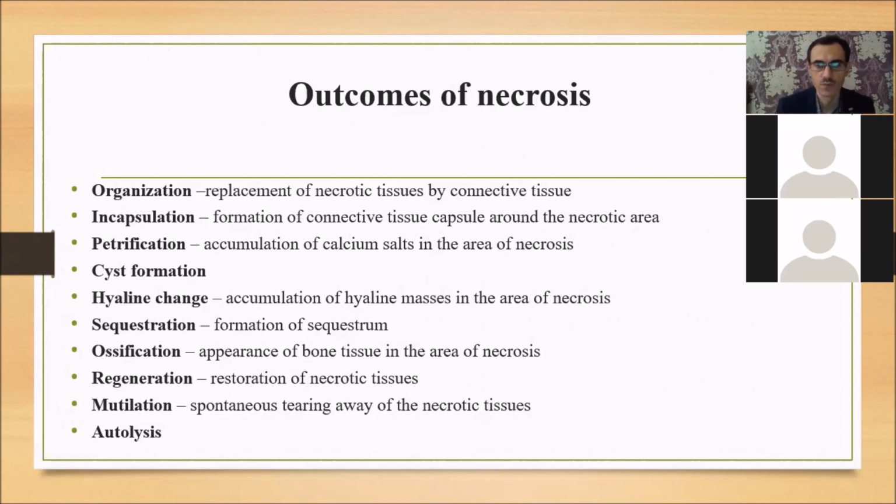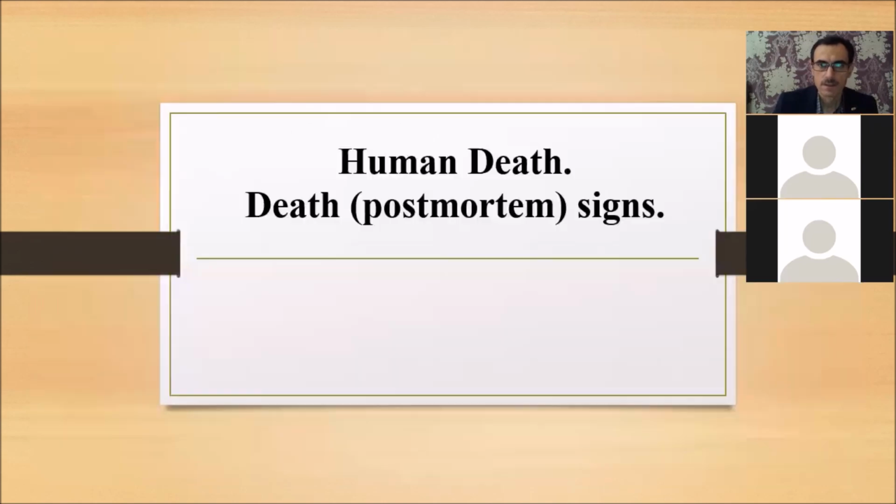Ossification, the appearance of bone tissue in the area of the necrosis. Regeneration, as we said, the restoration of the necrotic tissue. Mutilation, the spontaneous tearing away of the necrotic tissue. And finally, the autolysis, the lysis of the necrosis. We discussed cell death, apoptosis, necrosis. Our next classes will be about the human death.